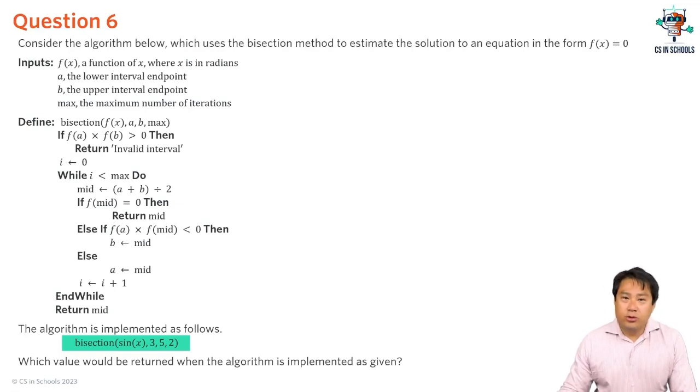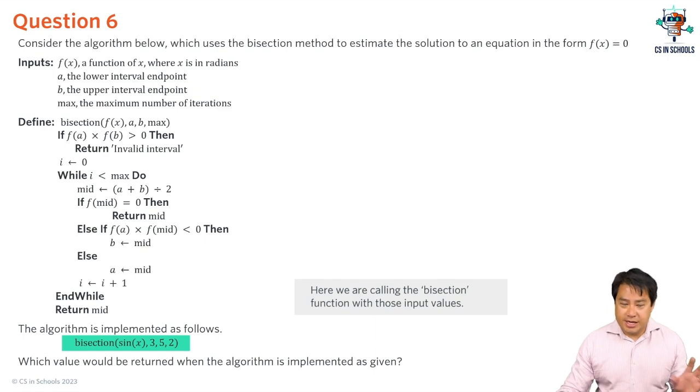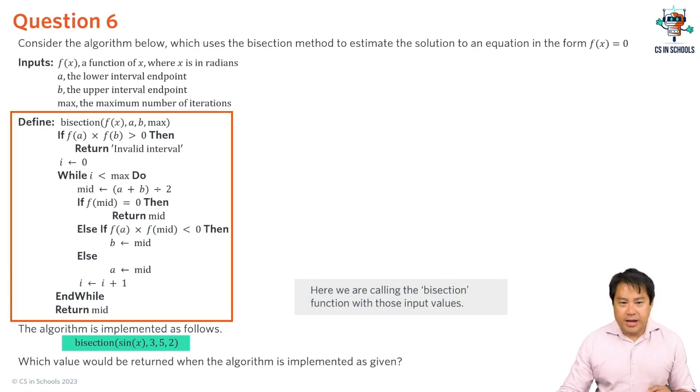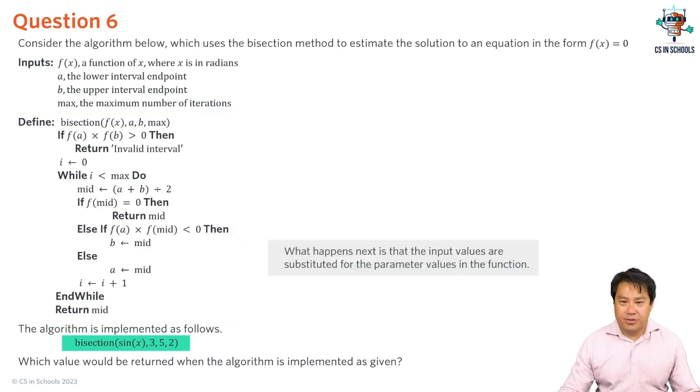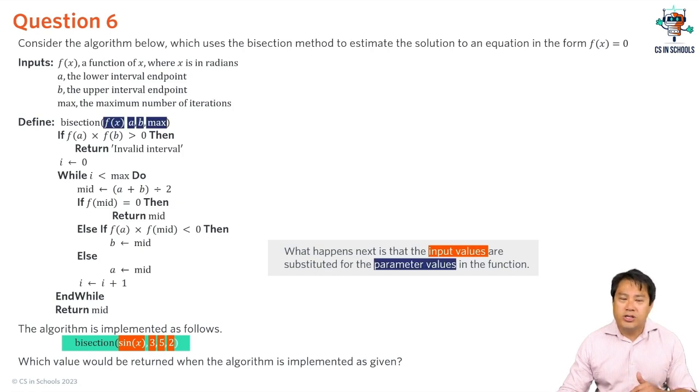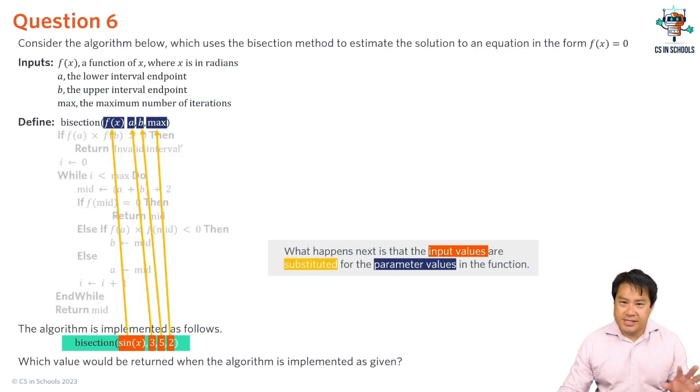Okay, so let's go into the question. It's saying that the algorithm is implemented through the calling of the bisection function. So what we're going to do here is, yes, we can see that section calling the function, and we can see that in between the brackets, we have 4 values. And if you can recall, those 4 values are the arguments. That's the bisection function up the top there. And so what happens next is that those 4 argument values are going to be passed into the function parameters.